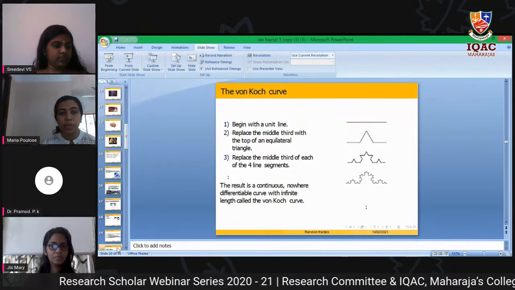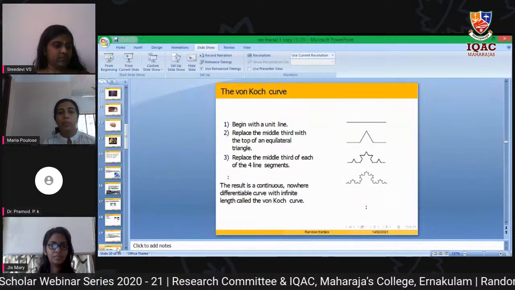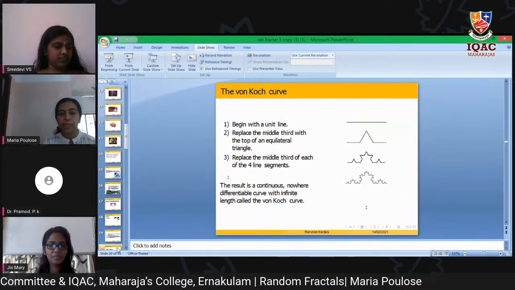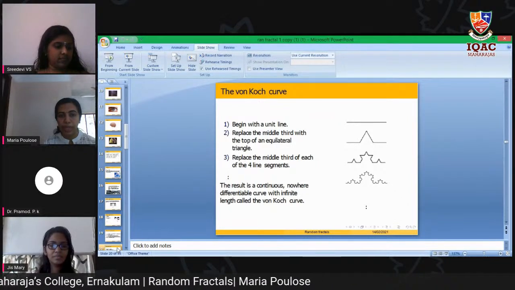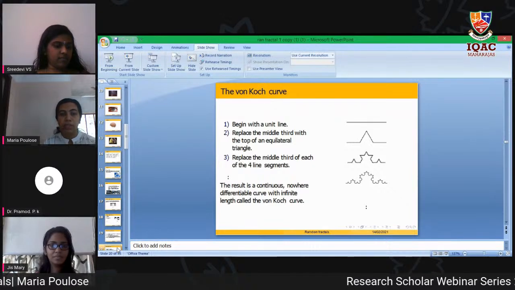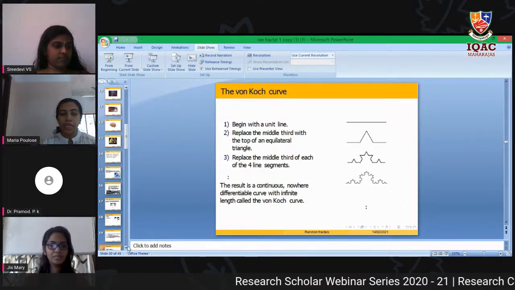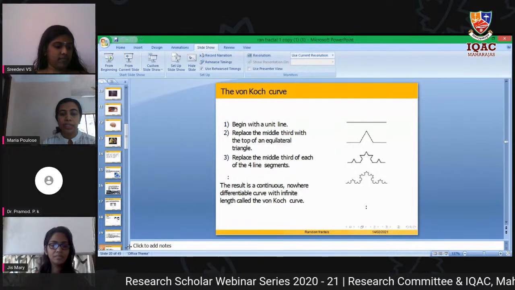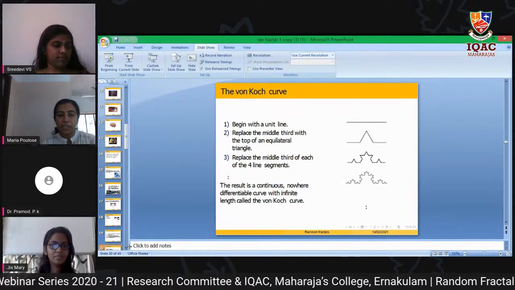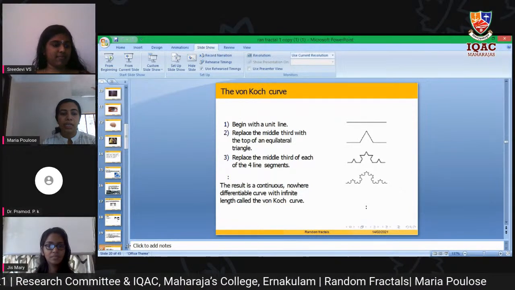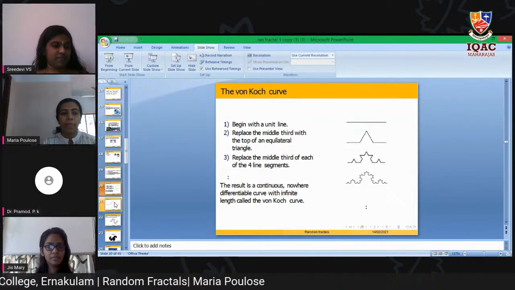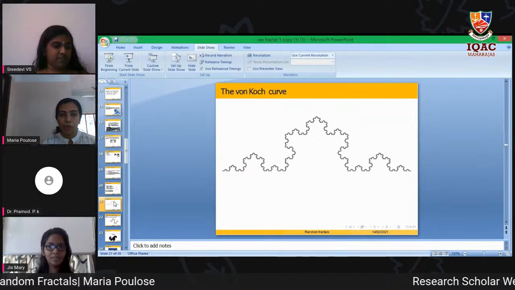So one example is the von Koch curve. Begin with a unit line. In the second step, we replace the middle third with the top of an equilateral triangle. Then replace the middle third of each of the 4 line segments. So the result is continuous. We continue this procedure, and you get a figure like this. The result is a continuous, nowhere differentiable curve with infinite length called the von Koch curve. And this is the complete von Koch curve we are getting.